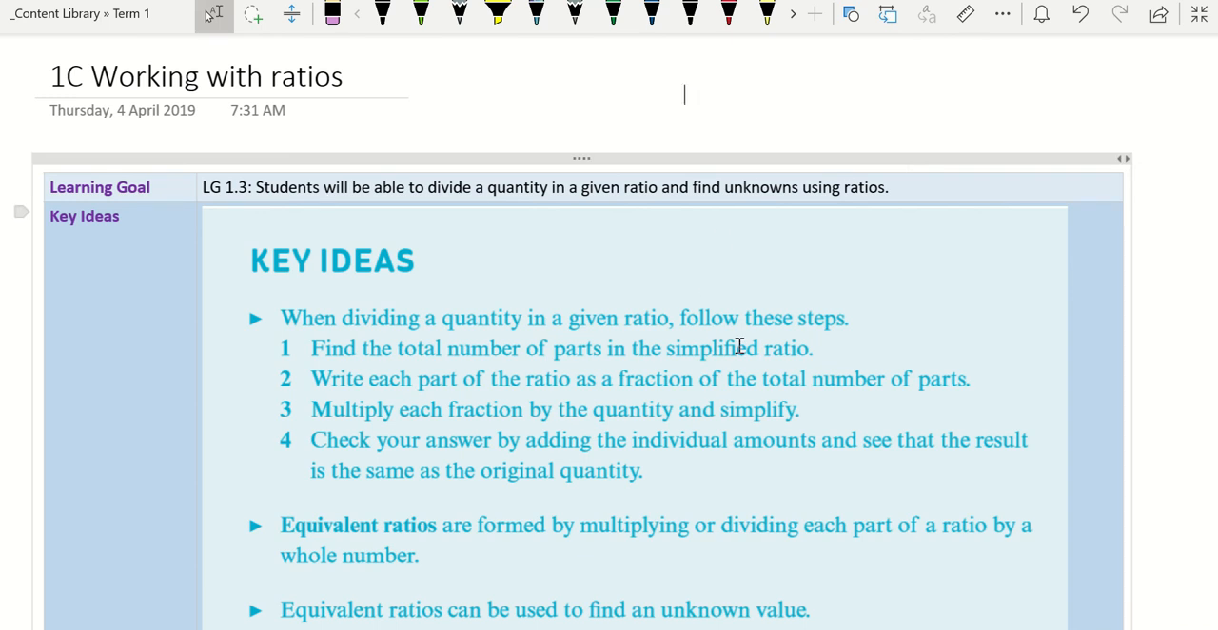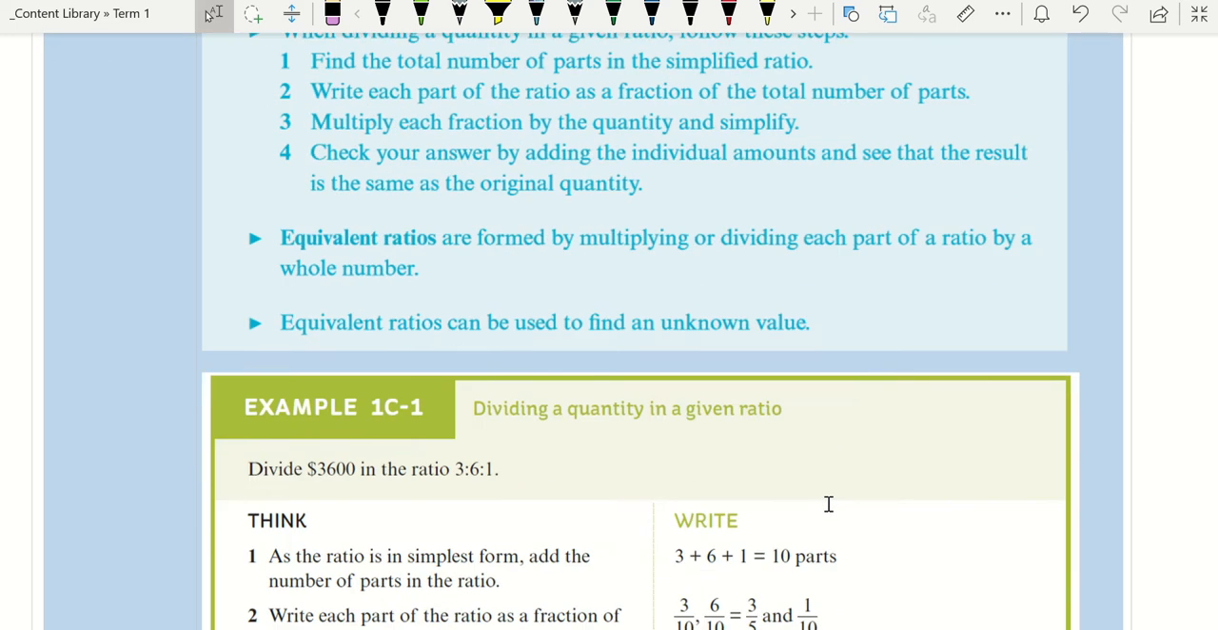Number 1, find the total number of parts in the simplified ratio. 2, write each part of the ratio as a fraction of the total number of parts. 3, multiply each fraction by the quantity and then simplify. And 4, check your answer by adding the individual amounts and see that the overall result is the same as the original quantity.